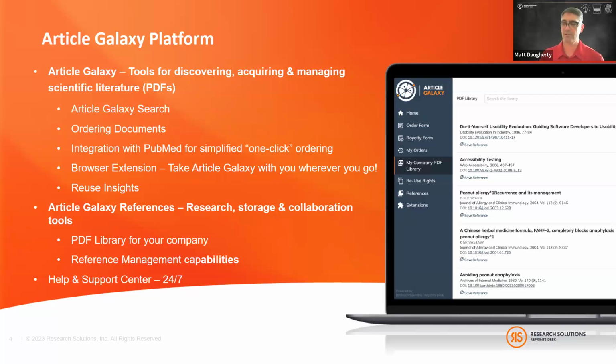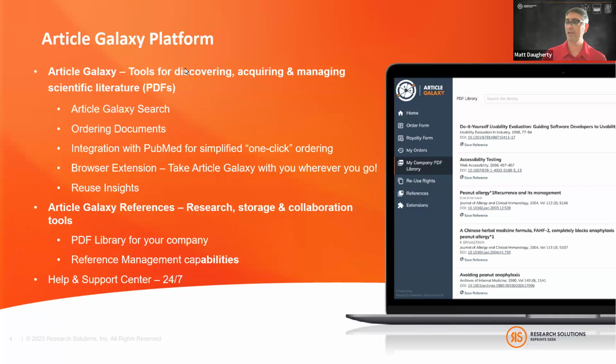We'll take a look at that browser extension. Again, another tool that's wonderful for bringing Article Galaxy with you to the tools and sites that you're already using in that search and discovery process. And then today, we're going to actually focus a little bit more time on the Reuse Insights tool. We'll then dive into Article Galaxy References, which is our bibliographic manager, a great way to organize the literature that you are using, collaborate with your colleagues, and there's also some other features in there that are going to be very helpful.